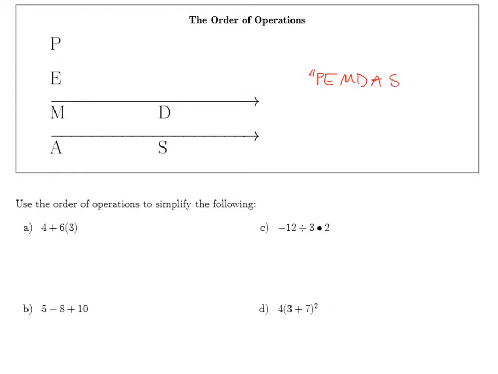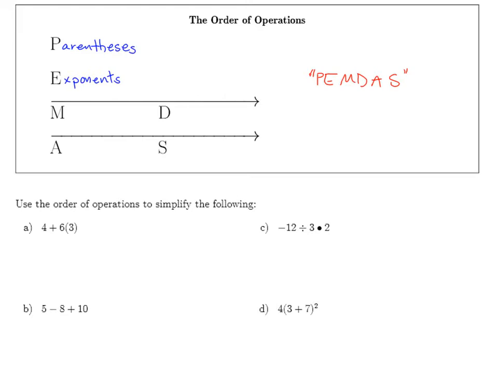P-E-M-D-A-S. You'll notice that as I have it written here, I don't have it written in a strictly linear order. I have P-E, and then on the same line I have M and D, and then A and S. So the P, which is the first thing that we look at when computing an expression, stands for parentheses. So whatever is inside parentheses will be addressed first. Next, we have an E, which stands for exponents. So any exponents will be applied after whatever is inside parentheses has been simplified.